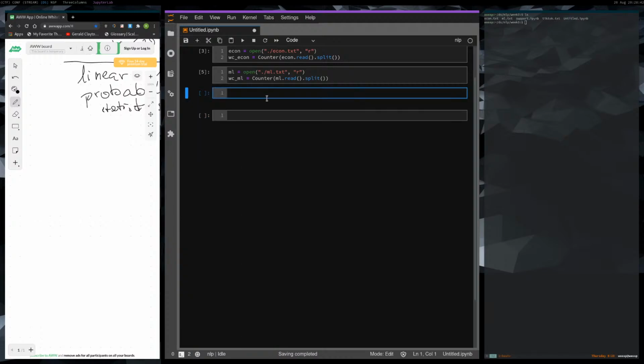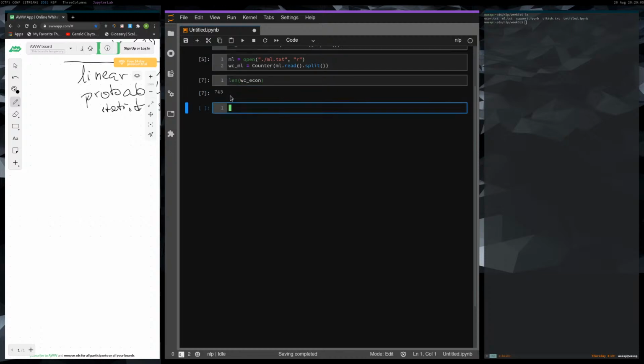So let me clear the output. Let's see how many words maybe. Okay, quickly, len of. We have 743 words in the first corpus, and I should explain corpus. Whenever I say corpus, that means text or document. And you'll hear me say two things in terms of plural.